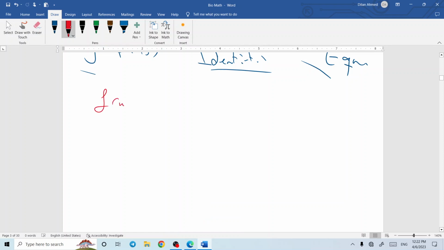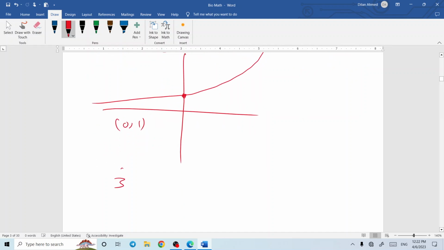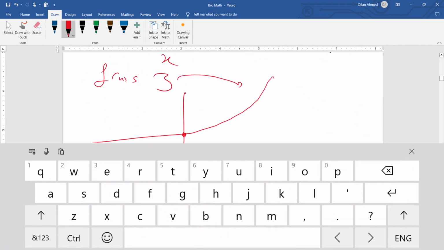If f of x, your function, is an exponential function, any number, 2, 3, 4, 5, and so on, then the sketch of the graph is like that. That one is the graph of 3 to power x, and that point is what? 0 and y. If I put x to be 0, y will be what? 1. So I'll get 0 and 1, because x to power 0 is equal to 1. Now this is the first graph, for positive.